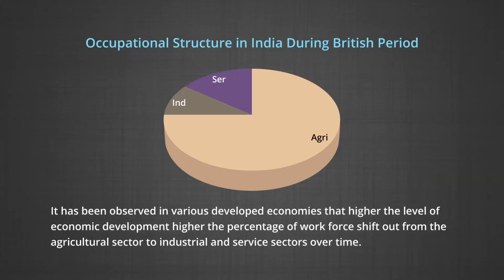It has been observed in various developed economies that higher the level of economic development, higher the percentage of workforce shift out from the agricultural sector to industrial and service sectors over the time period. This trend in occupational structure of India was missing during the 2 centuries of British rule, indicating that India remained an agrarian economy at the time of independence. There are 2 important factors responsible for this.